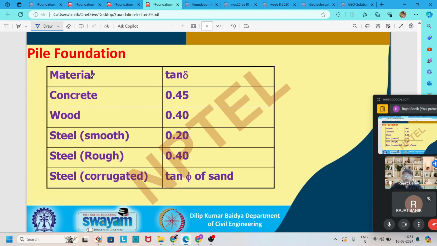Now, for friction for different types of material, the standard data varies. For concrete, this tan delta is 0.45. For wood, it is 0.40. For steel with a smooth surface, it is 0.2. For steel with a rough surface, it is 0.4. And for corrugated steel, it is 0.5.